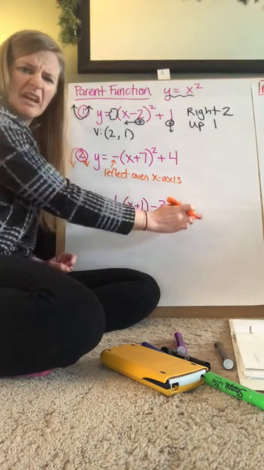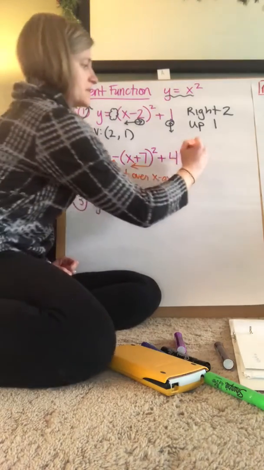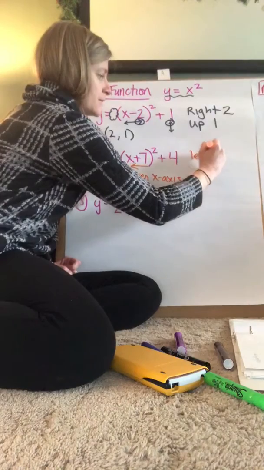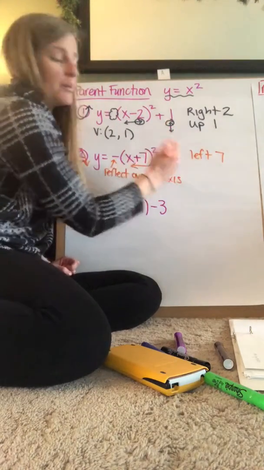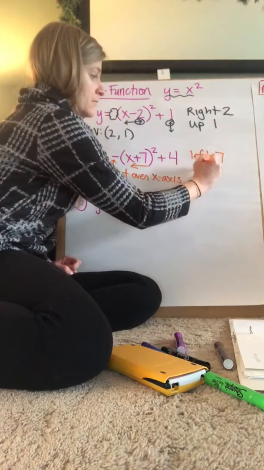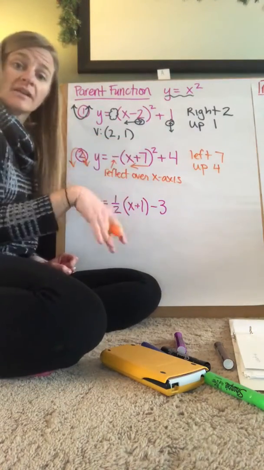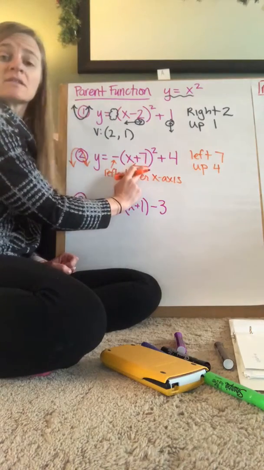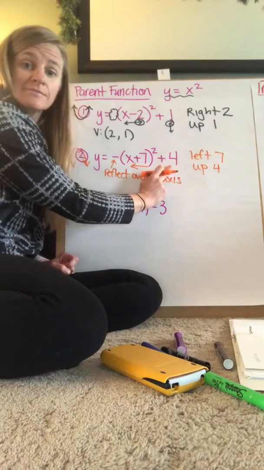Oh gosh, that's diagonally down. Plus 7 is a shift to the left, and plus 4 is a shift up. So this graph reflected over the x-axis, shifted to the left 7 units, and went up 4 units.